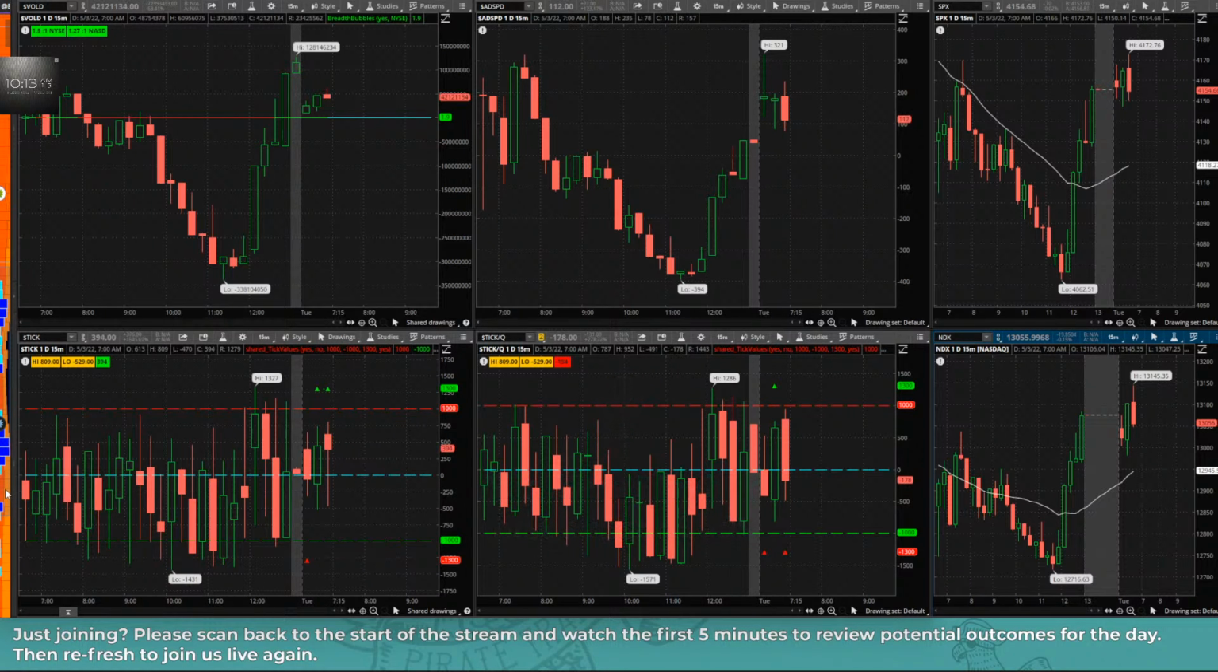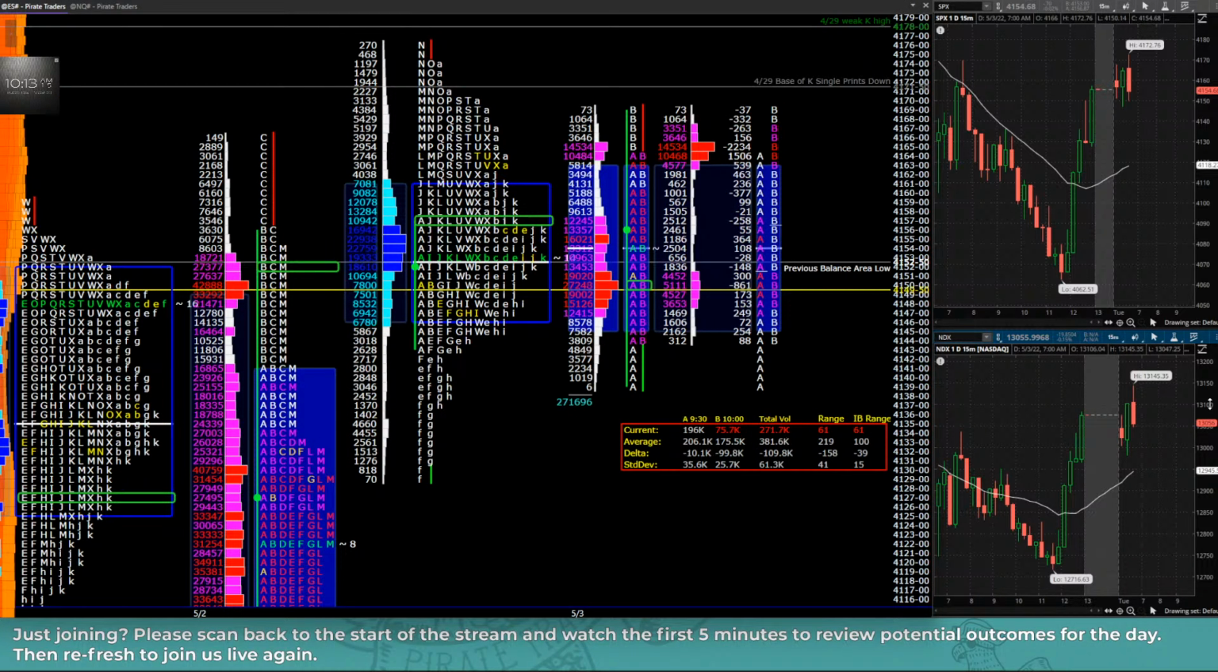And the rotation continues. Making good taper at the low.